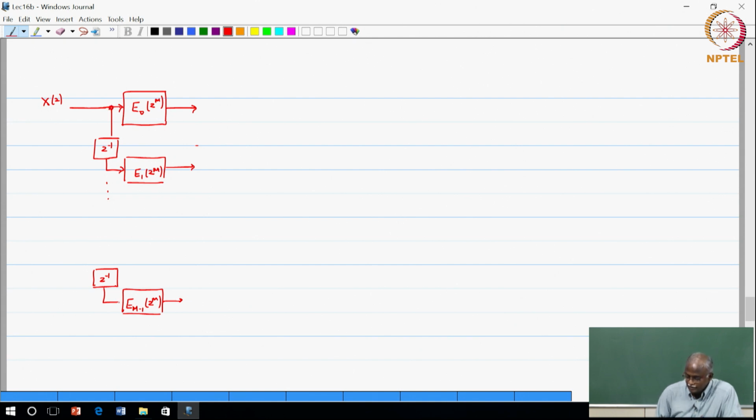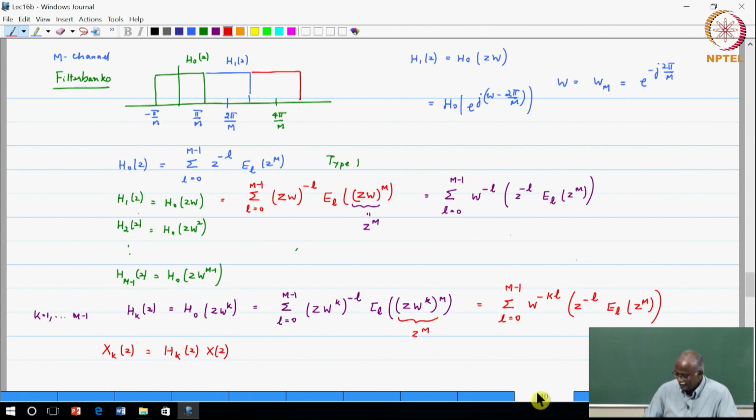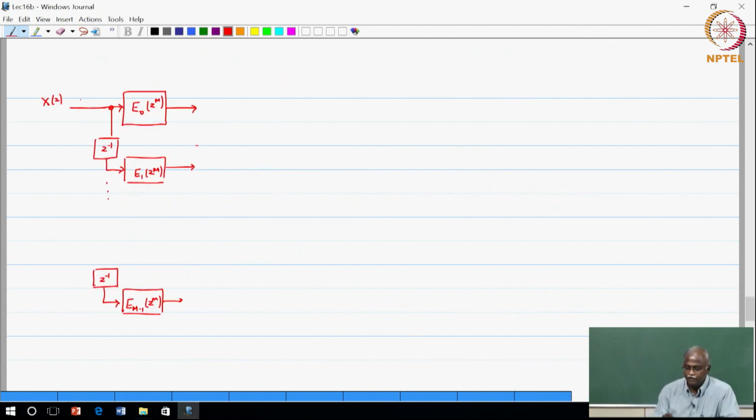Is that correct? Is it consistent with what we saw in the previous expression? Let us verify. X of z multiplied by z power minus z power 0 E 0 of zm, second one will be z power minus 1 E 1 of zm. That is exactly what we get here. X of z E naught of zm, x of z z inverse E 1 of zm, x of z z power m minus 1 E of m minus 1 of zm.